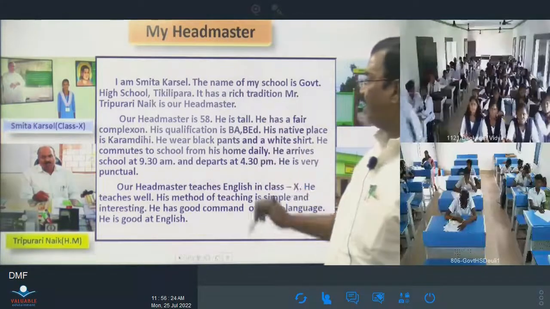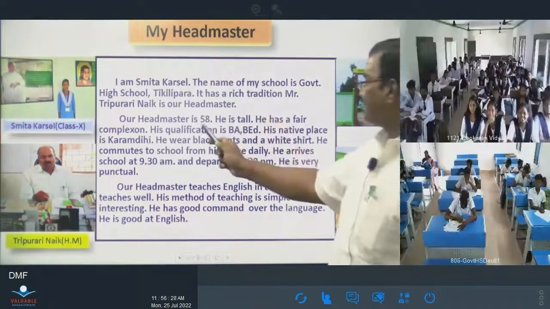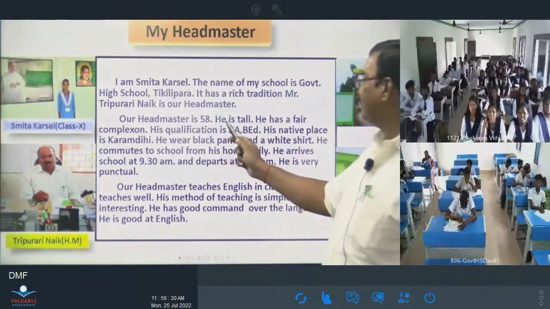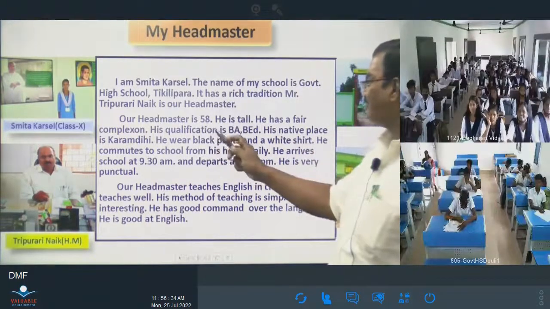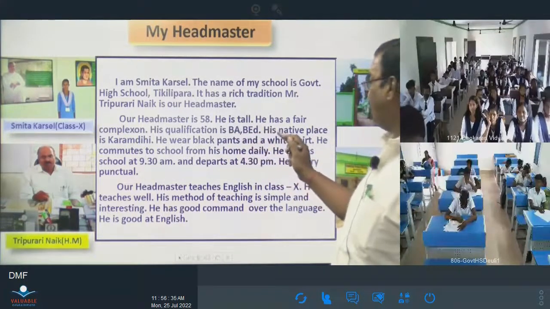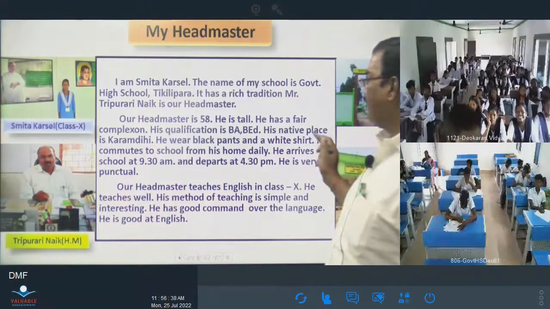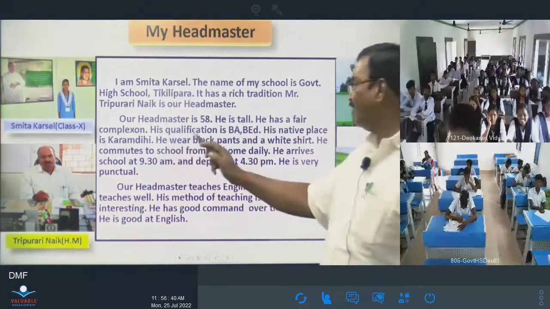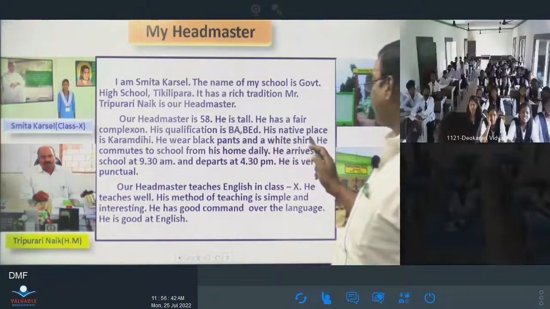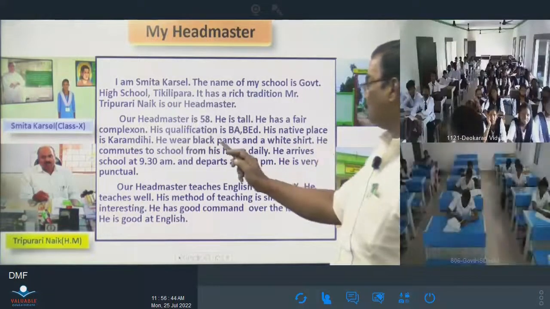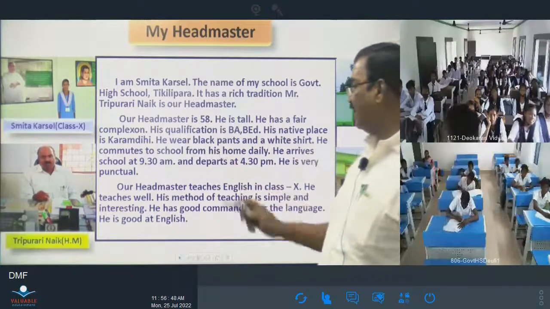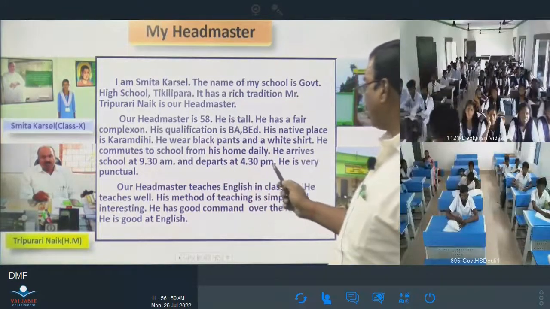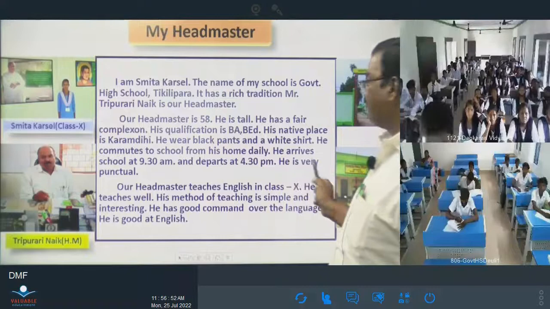In the second paragraph, our headmaster is 58. He is tall. He has a fair complexion. His qualification is BA BEd. His native place is Koramdihi. He wears black pants and a white shirt. He commutes to school from his home Delhi. He arrives at school at 9:30 a.m. and departs at 4:30 p.m. He is very punctual.